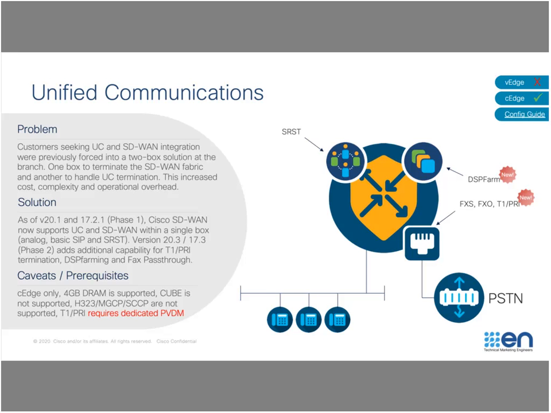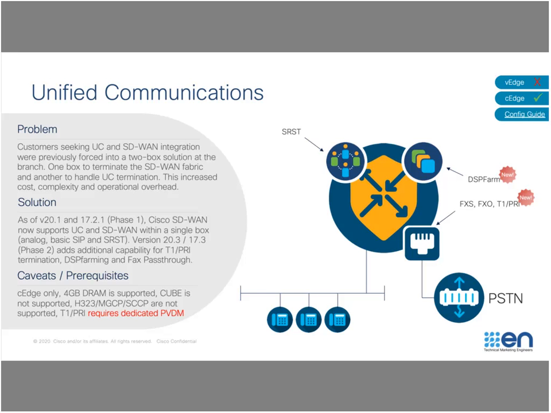So at this point, we've satisfied, I would say, 80 to 90% of most branch UC use cases. Right, so most of our customers that are utilizing unified communications out at the branch, this is what they're going to need from a feature perspective. They're going to need SRST, they're going to need DSP farming, they're going to need analog and digital T1, E1, PRI termination. Now, a couple things to call out here so you guys are aware.